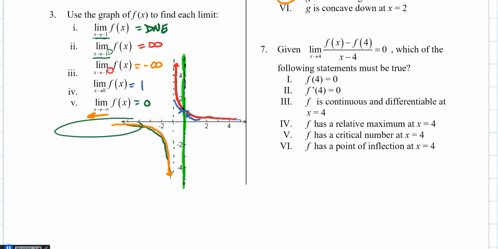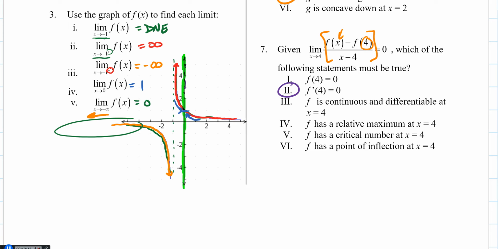Number 7. This one almost looks like the difference quotient once again, but it's not quite because I don't have the x plus h in here. But this for sure is the slope of a secant line. And if we're evaluating the limit at 4 for the slope of a secant line, that is essentially the same as the derivative of a function at a point, specifically the point x equals 4. So what's true? Well, once again, f prime of 4 is 0, which is option 2.